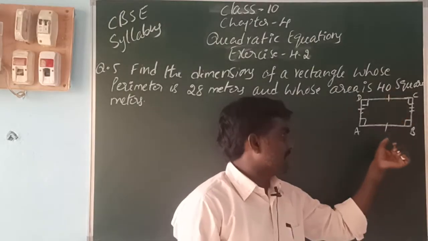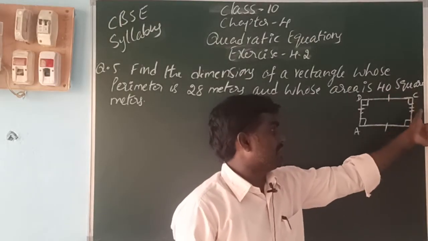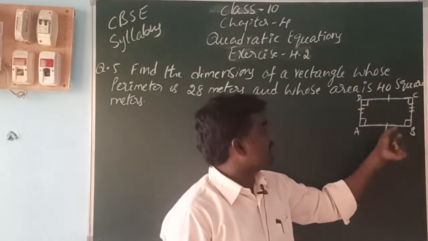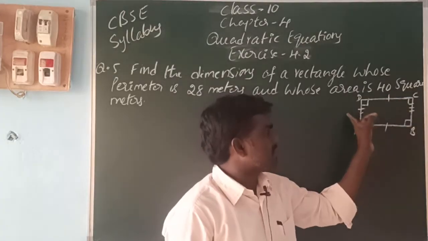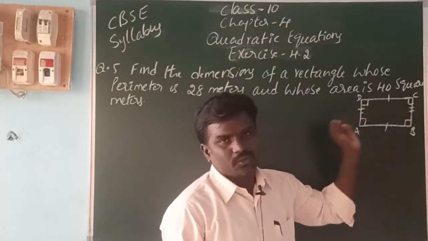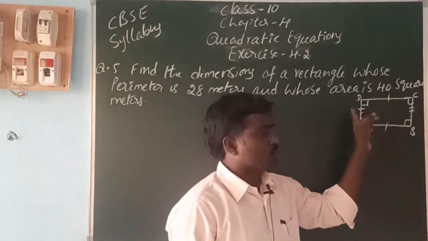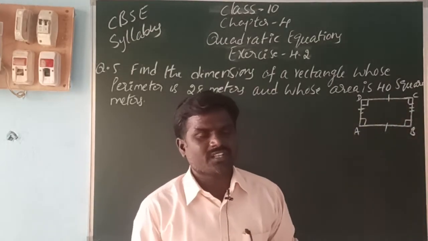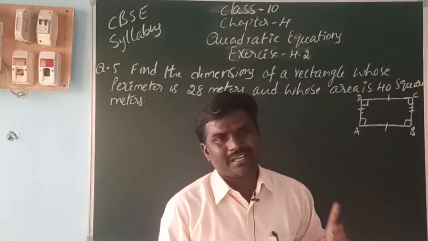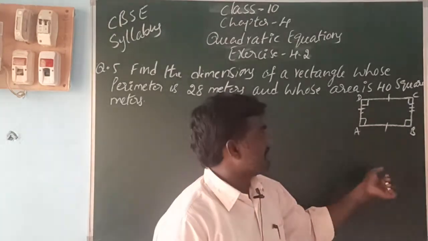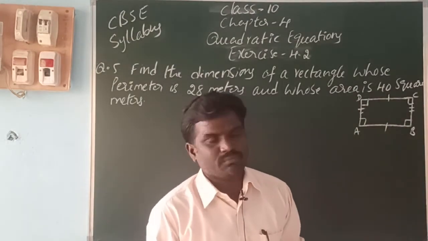Here opposite sides are equal, it is the length, it is the length, it is the breadth, it is the breadth. How many lengths are there? 2 lengths. How many breadths are there? 2. So here 2L plus 2B. What is common here? 2. 2 of L plus B. So the perimeter of a rectangle is how much? 2 of L plus B.